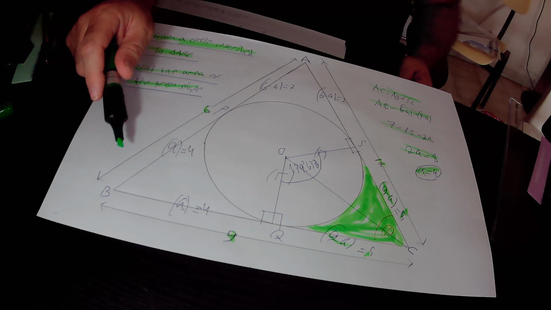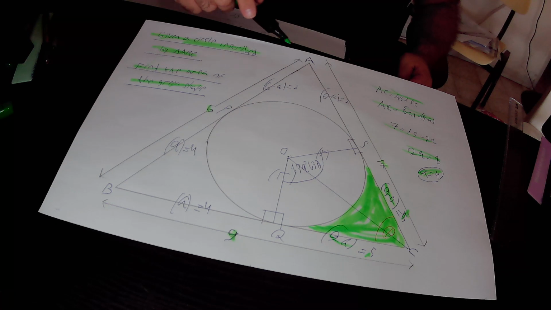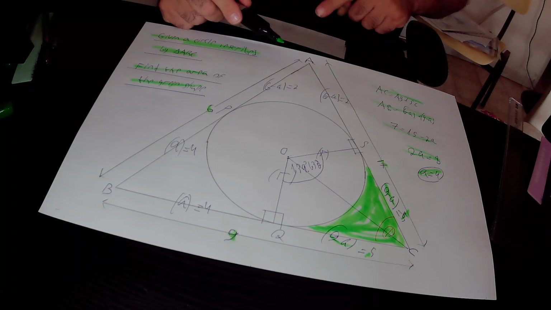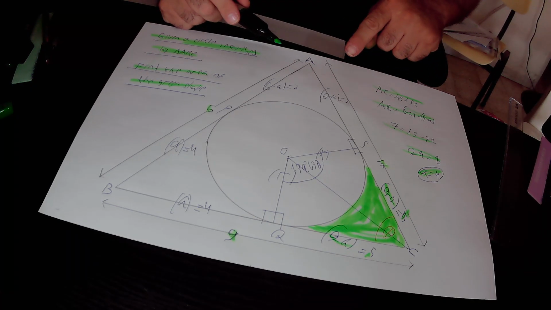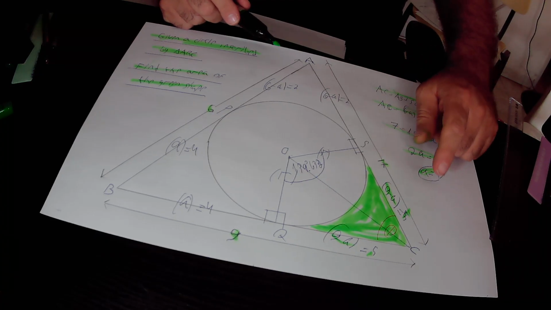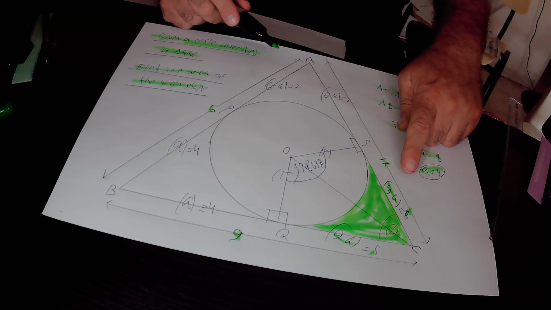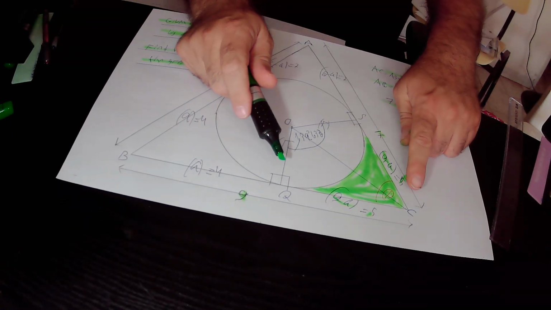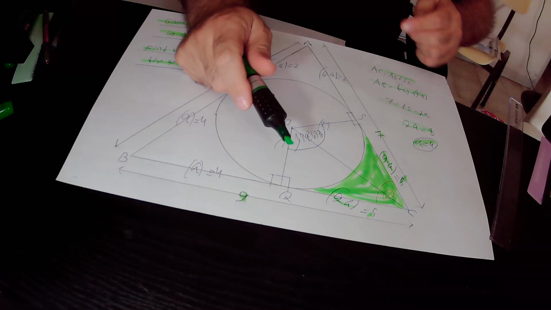PB equals a equals 4. AP equals 6 minus 8, that is 6 minus 4, that is 2. Likewise, AS is 6 minus 8, that is 2. SC is 9 minus 8, that is 9 minus 4, that is 5. Likewise, QC equals 9 minus 8, that is 5.